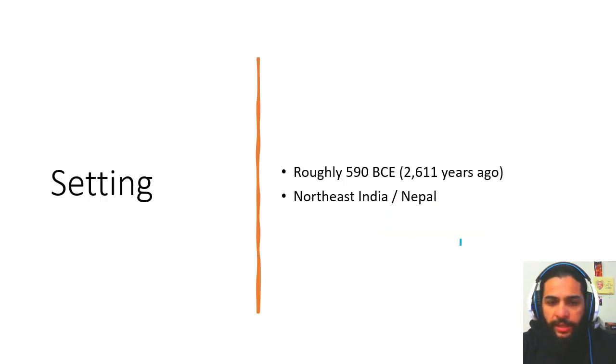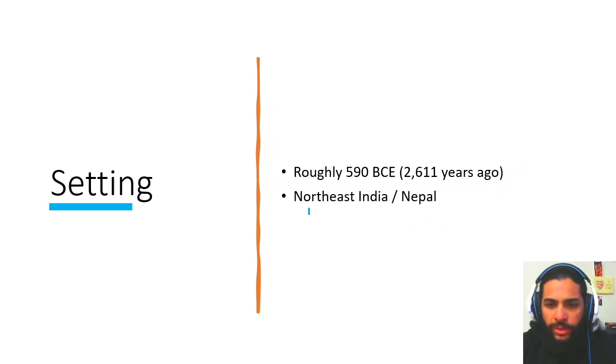What is the setting? All right, setting is very important. Setting means where does it take place and when does it take place. So the rough year is 590 BCE, or before the Common Era. So this is a story that takes place over 2,000 years ago, 2,611 years ago, approximately. So this is taking place in pretty ancient times.